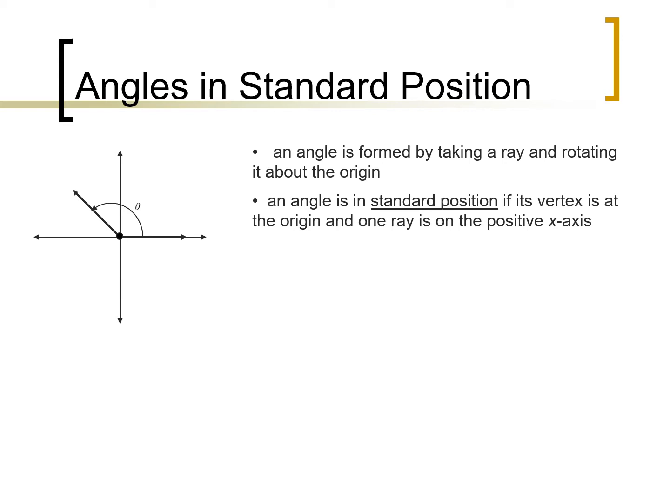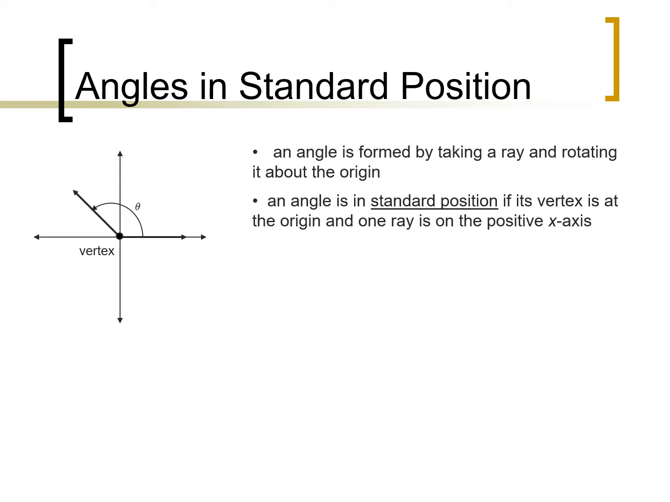We say that an angle is in standard position if its vertex is at the origin and one ray is on the positive x-axis. So I have got my ray on the positive x-axis over here. The vertex is at the origin. This angle is in what I call standard position. As always, feel free to pause this video if the notes are going a little bit too fast for you. And by the way, all these bullet points should just be written on the top of page 7 in your notes.